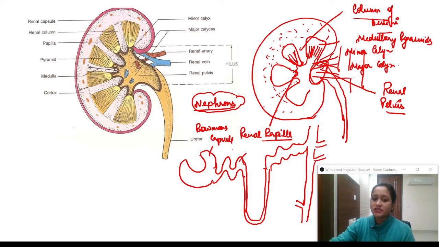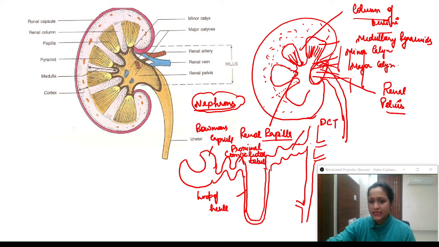This is the Bowman's capsule, this is the proximal convoluted tubule, and this hairpin-like, U-shaped structure is the loop of Henle. This is the distal convoluted tubule, DCT, and this is the collecting duct.